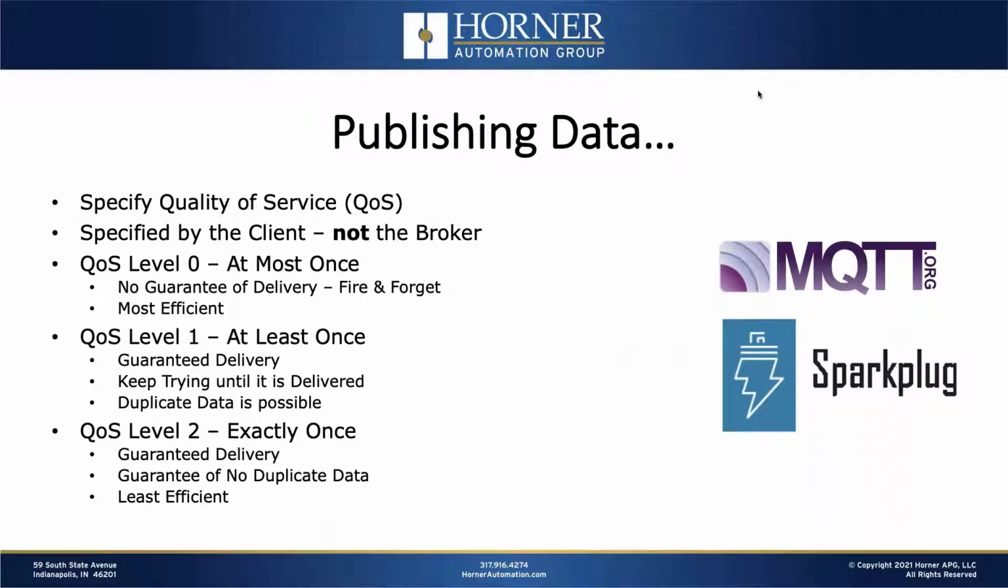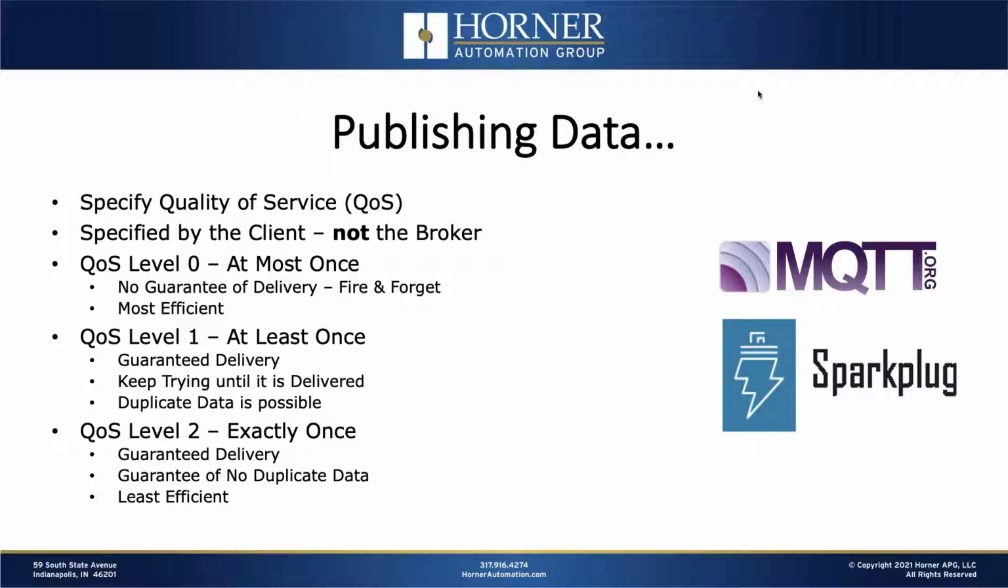Now, there's also something called quality of service. That's an important concept that you need to understand with MQTT. And this is specified by the client. So effectively, a way to think of it in general is, it is how much handshaking there is going to be for each message that is sent between the client and the broker, and the quality of service level will determine that. So there are three different quality of service levels.